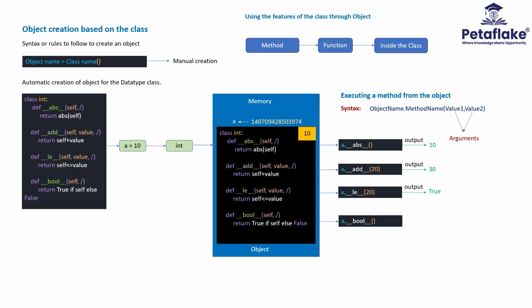Here, the object value is 10. As 10 is a non-zero value, the bool method returns true as output. If you observe, every method has the logic developed for a particular purpose. We can execute any method based on our requirement. The purpose for which the method is designed is called functionality. Every method will have some functionality developed.